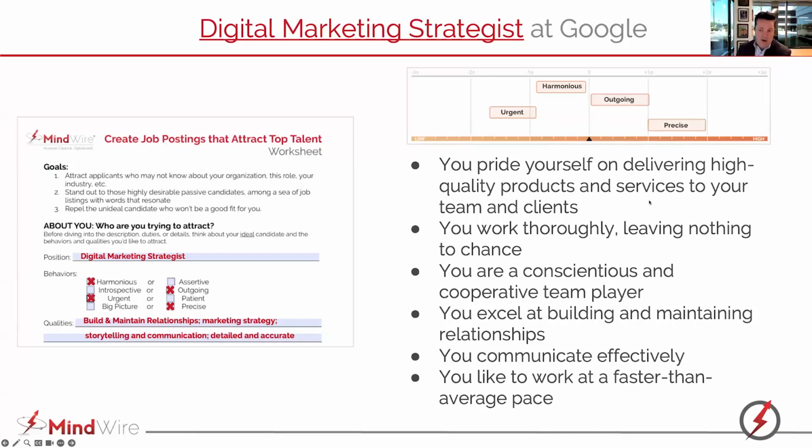You pride yourself on high quality products and services. You work thoroughly, leaving nothing to chance. High detail orientation, right? Conscientious and cooperative team player. That harmonious piece, along with that higher relationship, more extroverted behavior, right? Relationships, communication. And then you like to work at a faster than average pace, high sense of urgency. There's nothing really wrong with them providing qualifications and an outline of the role, et cetera. But they've done nothing to really kind of say, here's you and here's what we're looking for.